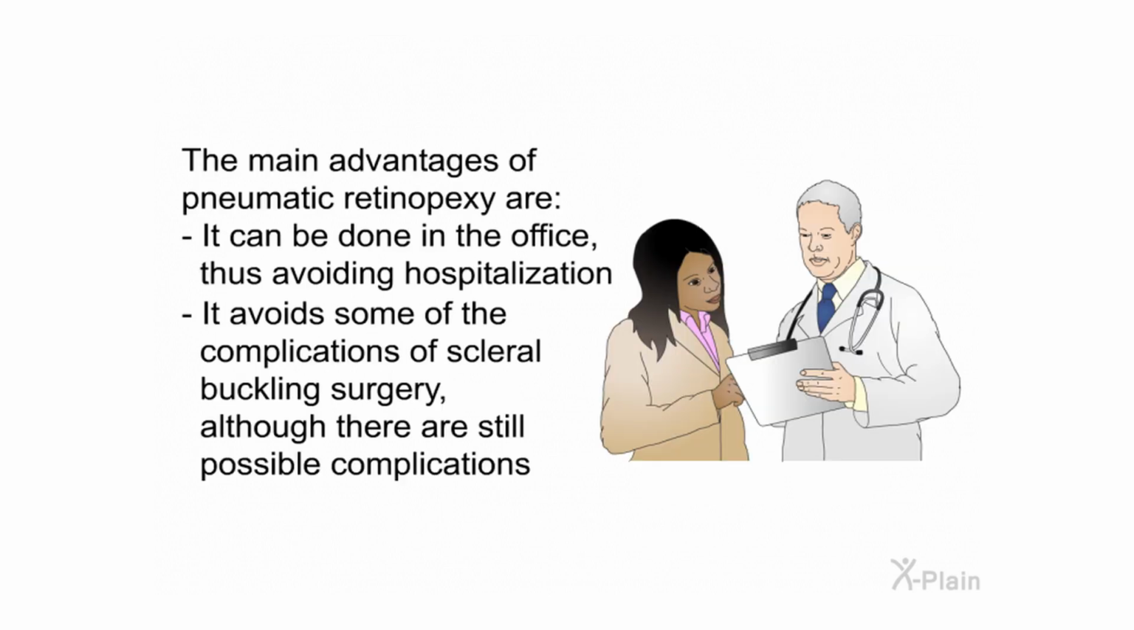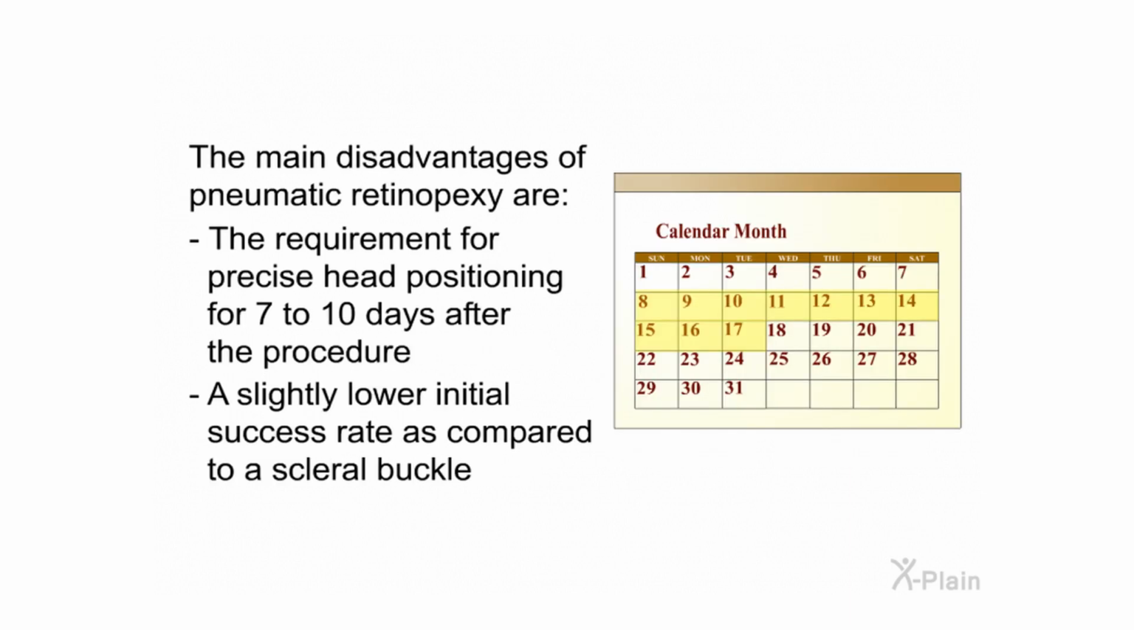The main advantages of pneumatic retinopexy are: it can be done in the office, thus avoiding hospitalization. It avoids some of the complications of scleral buckling surgery, although there are still possible complications. The main disadvantages of pneumatic retinopexy are the requirement for precise head positioning for 7 to 10 days after the procedure, and a slightly lower initial success rate as compared to a scleral buckle.